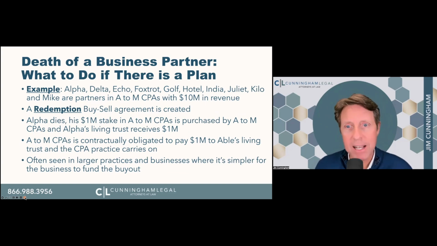A redemption buy-sell agreement is created. Alpha dies. His $1 million stake in A to M CPAs is purchased by A to M CPAs, and Alpha's living trust gets $1 million. Now, this is probably a lot easier. I mean, this might be funded with life insurance. The partnership might just write a check for $1 million, go to a bank, borrow the money. You got retained earnings. You take those retained earnings and you buy them out, right?